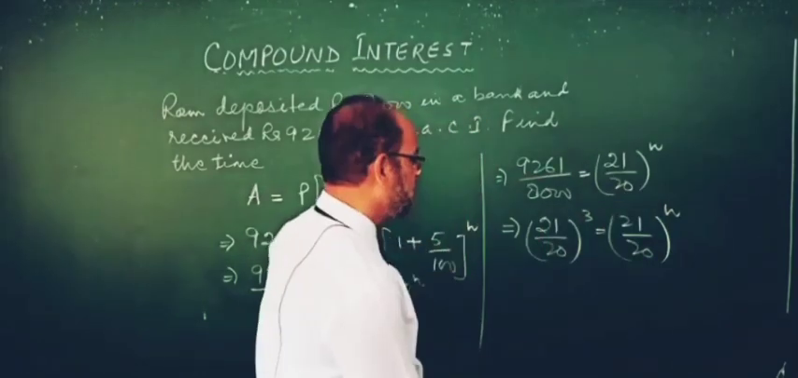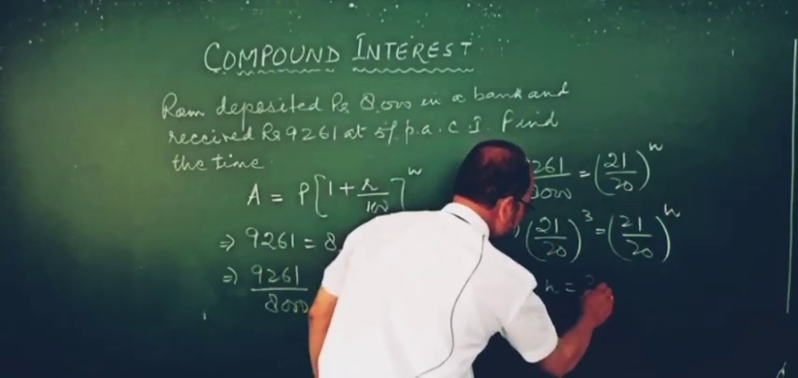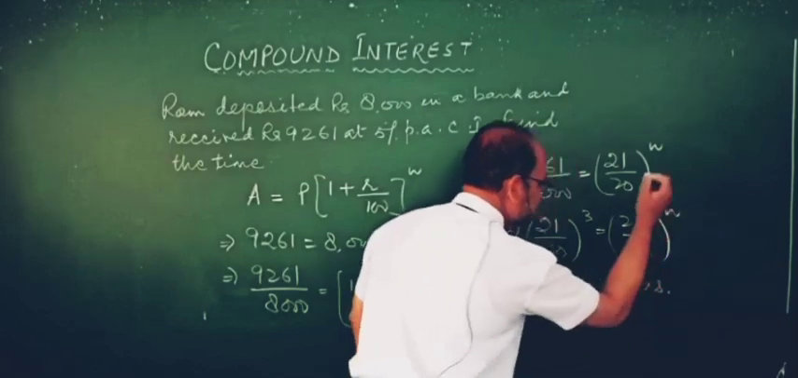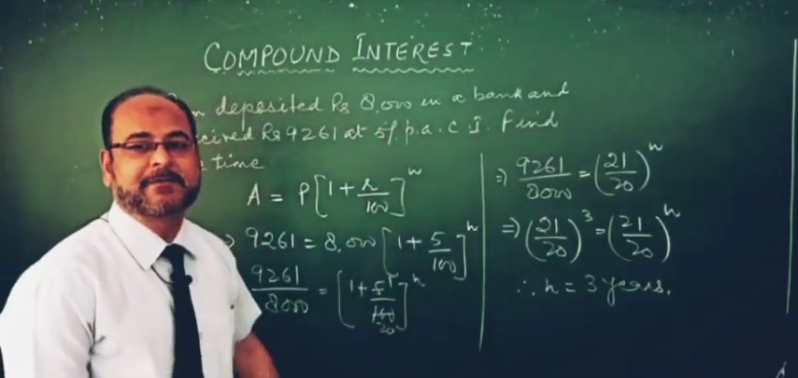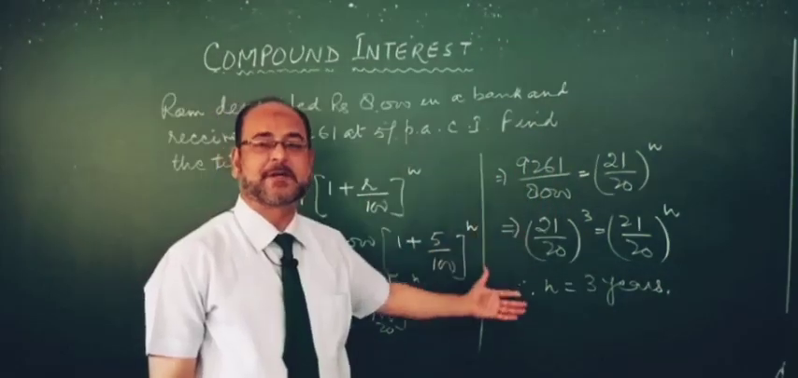Now n equals to 3. Therefore, n equals to 3 years. This is the way you find if time is missing. You all must have understood these examples.